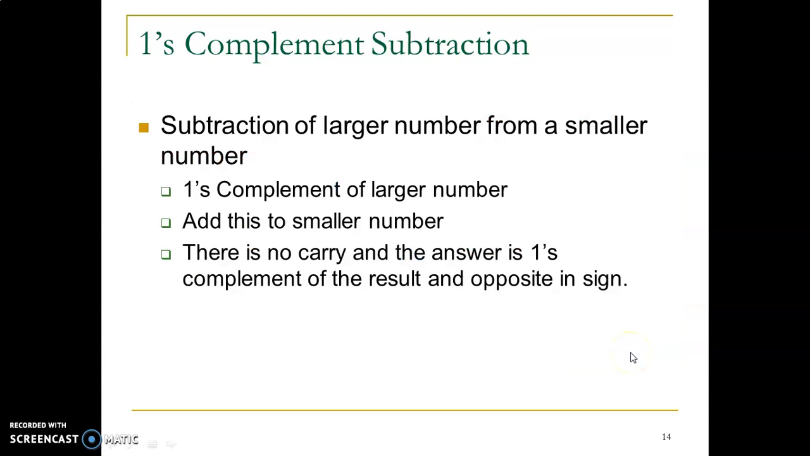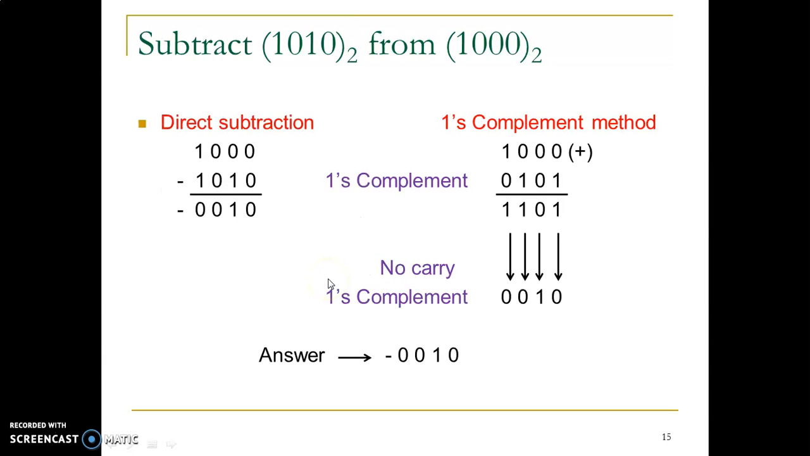1's complement subtraction. Next we will see how to subtract a larger number from a smaller number. First we determine the 1's complement of the larger number. Then we add this to the smaller number. The answer is the 1's complement of the true result and is opposite in sign. There is no carry. Now we see an example of how to subtract 1010 from 1000.